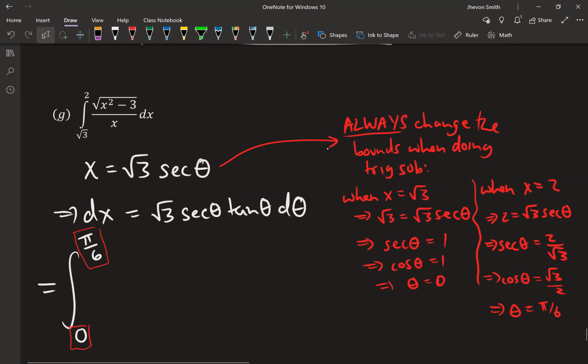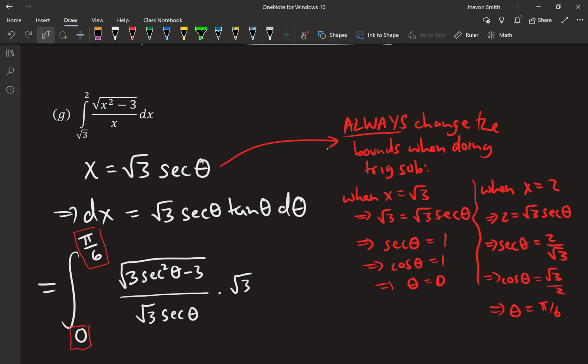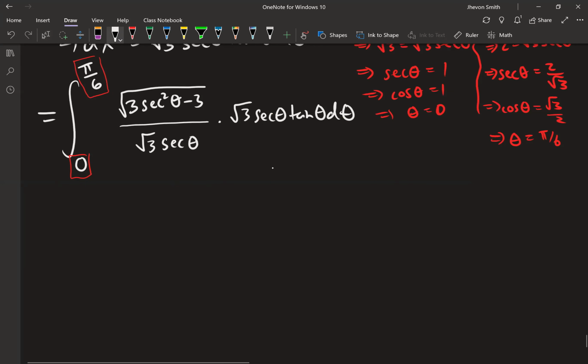And now let's actually just plug in. So under the radical, what are we going to have? We're going to have 3 secant squared theta minus 3 under the radical. Underneath, we have x. x is our radical 3 secant theta. Then we're going to change our dx, which is radical 3 secant theta tangent theta. So this is our new integral. And now we just want to compute that.